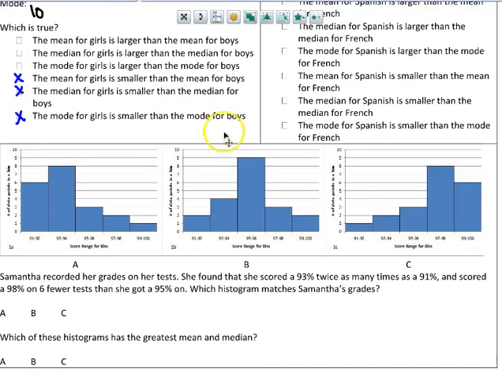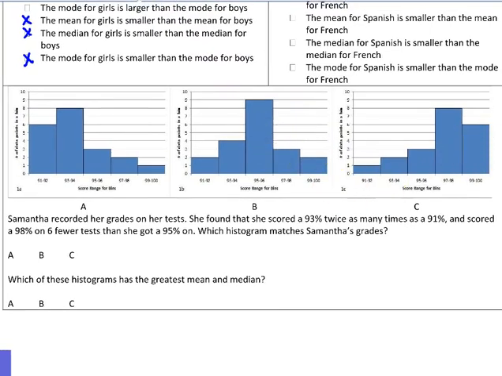Moving on to the histogram. Samantha recorded her grades on a test. She scored 93%. Now 93% is this column here, here, and here. 93%, twice as many times as 91%. Here, here, and here. Okay, so far either B or C satisfied that, because this is 2, this is 4, this is 1, this is 2, and so both B and C, the green one is twice as many as the yellow one. So we have to keep going.